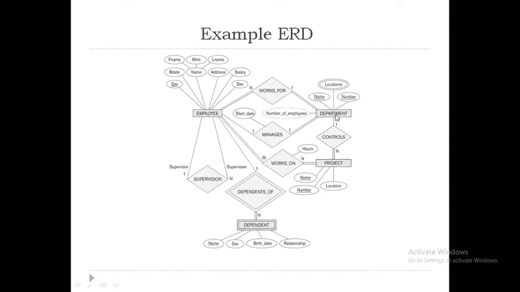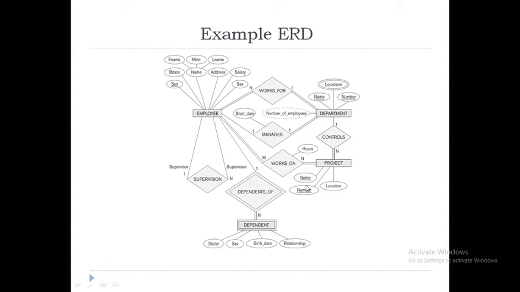And if I come to department, department is having two keys. Okay, it is underlined, right? So that means these two are the keys, name and number. But what about the locations? So this is the multi-valued attribute. So I cannot directly add locations to the department relation.